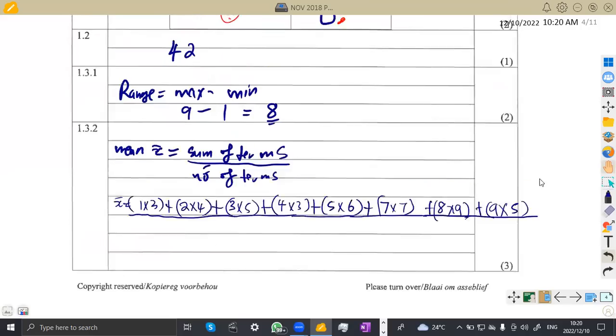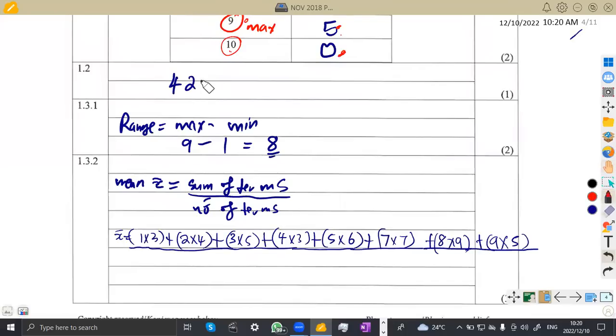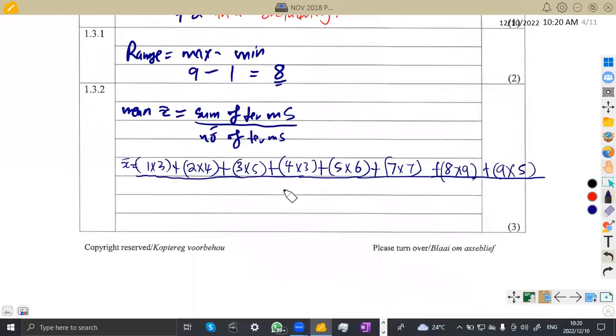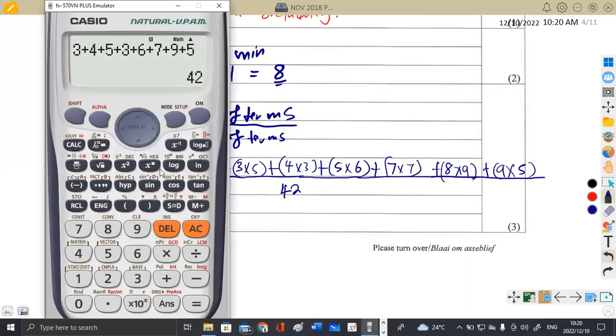So the number of terms is actually the total learners, that is the total frequency. There is no need for you to redo it, because remember we calculated the total frequency here, which is the total number of learners, which is 42. So you're just going to divide whatever you have by 42. All right, so that's it. That's the mean. So on the top there, all you need is your calculator to simplify everything.